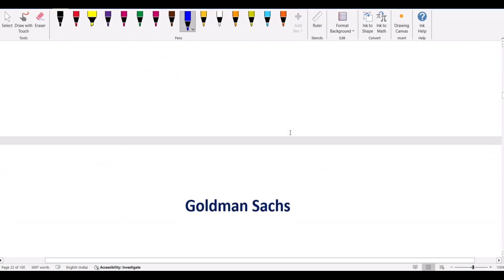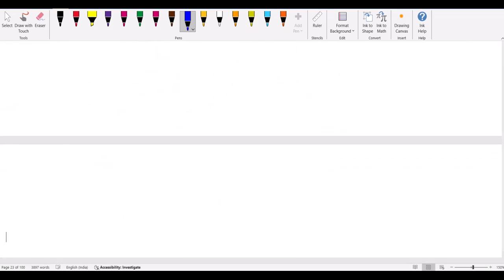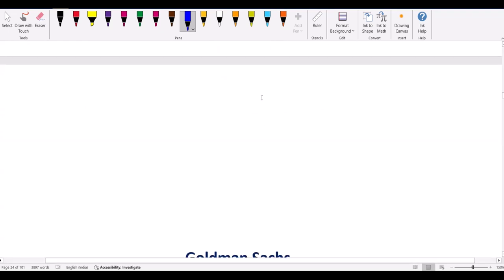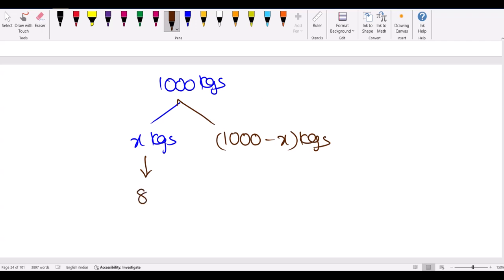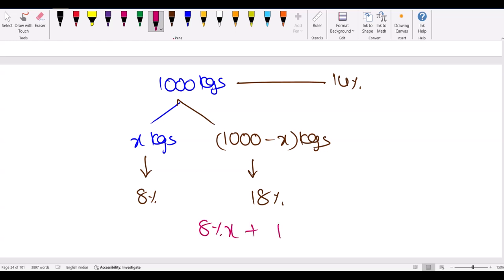Let's say the 1000 kgs is split into two: X kgs and 1000 minus X kgs. This one is given with how much profit? 8%. This is 18%. Overall it becomes 14%. It's very simple. 8% of X plus 18% of (1000 minus X) equals 14% of 1000.